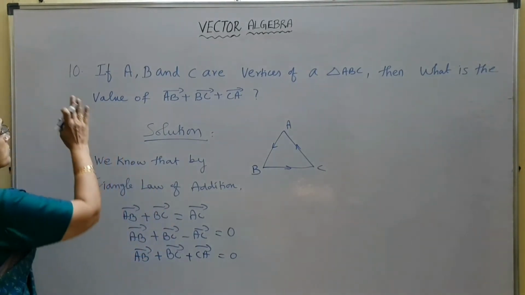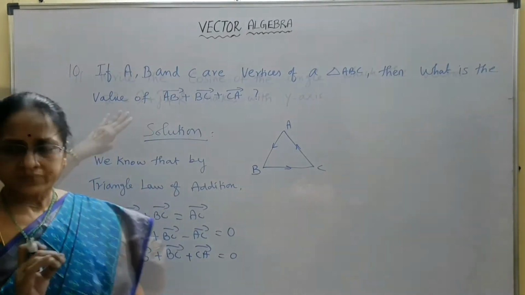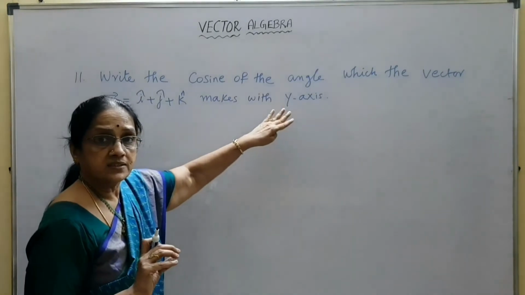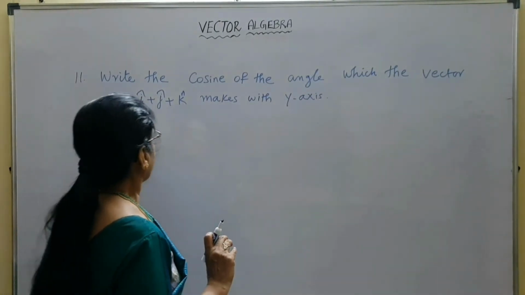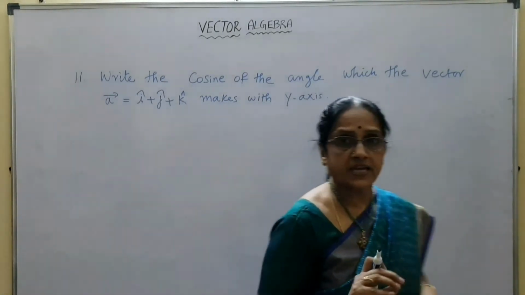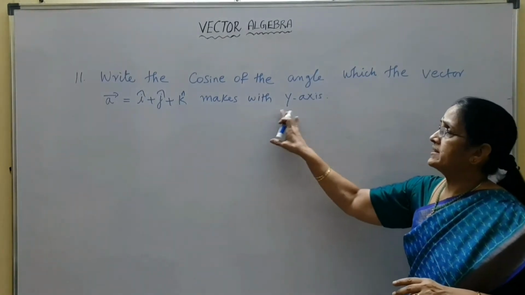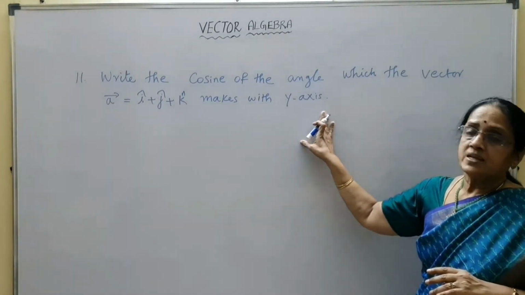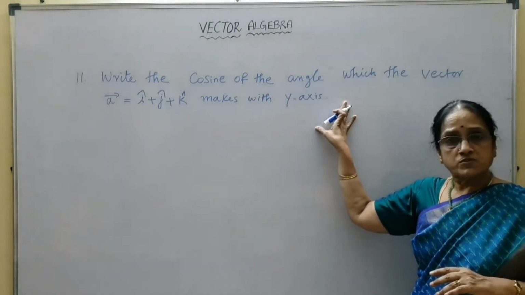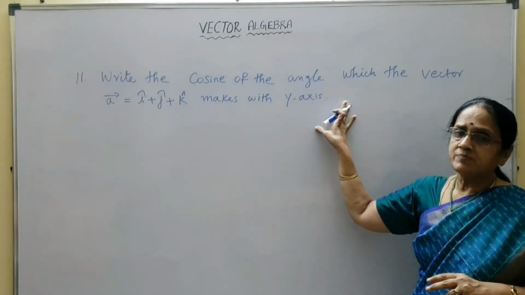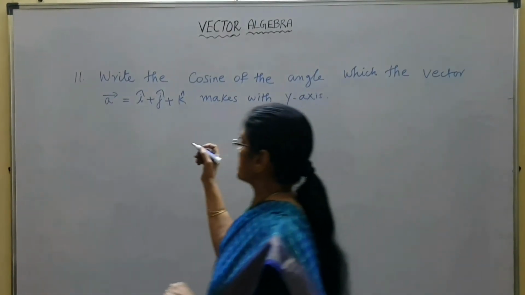Now let's move on to question number 11. Here you need to write the cosine of the angle which the vector A vector is equal to I cap plus J cap plus K cap makes with the y axis. This question was asked in 2014 Delhi compartment paper. Let's do this. Solution.